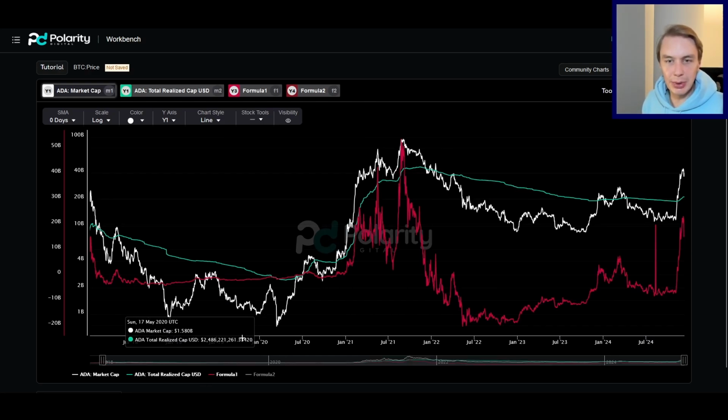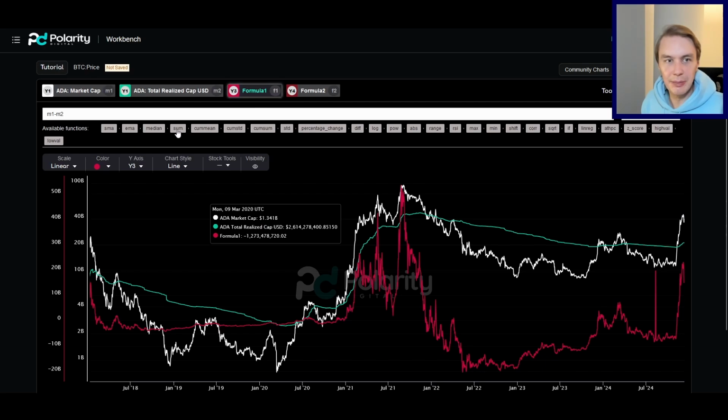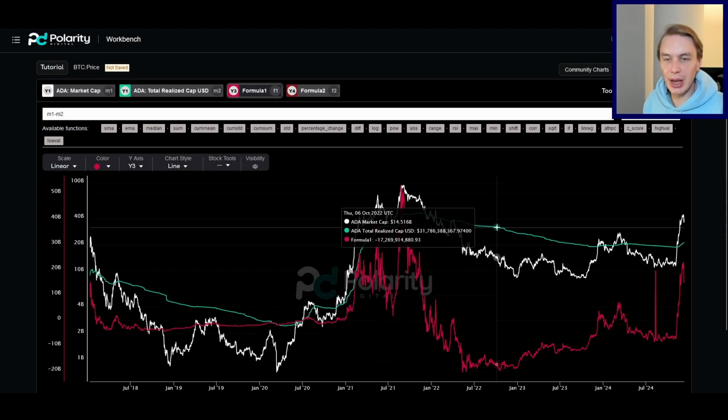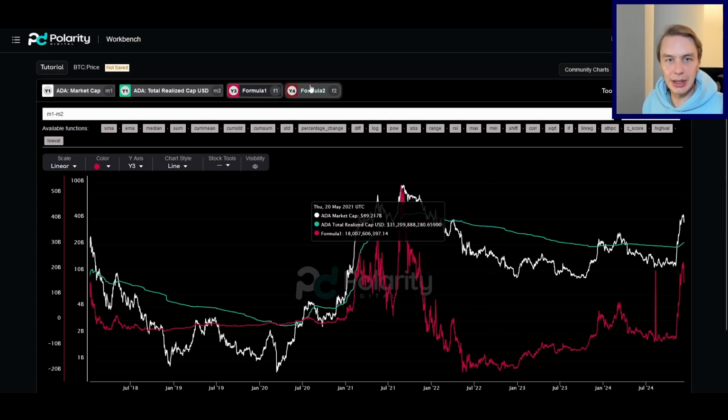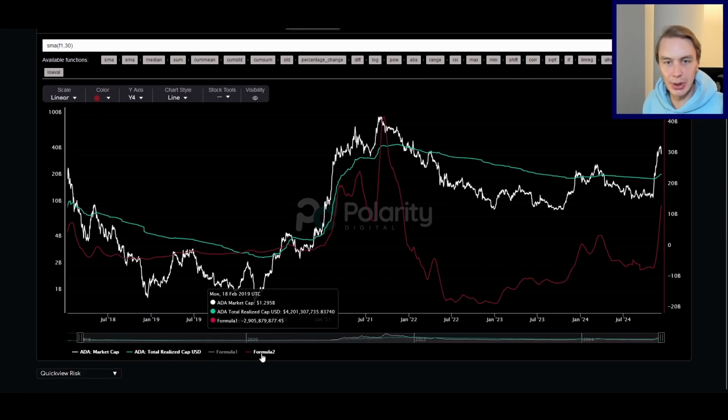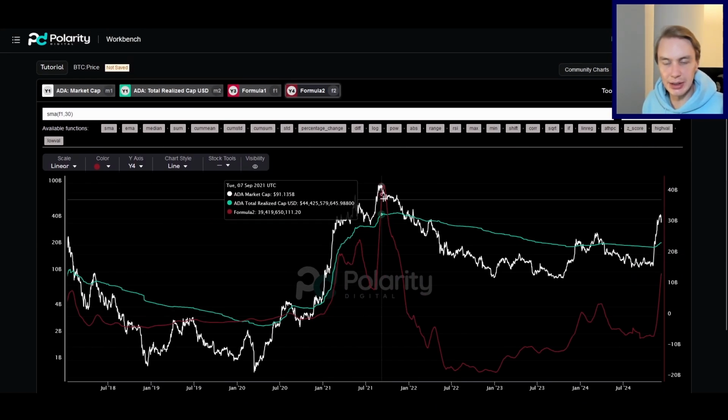So what we can do with this formula one, what I'm showing you here, is look at the difference between these to see what is the difference between ADA's current market cap and what that market cap is in terms of people's actual cost basis. And what I did then with the second formula is I just applied a moving average to smooth out some of that noise. And that's what this red line is here.